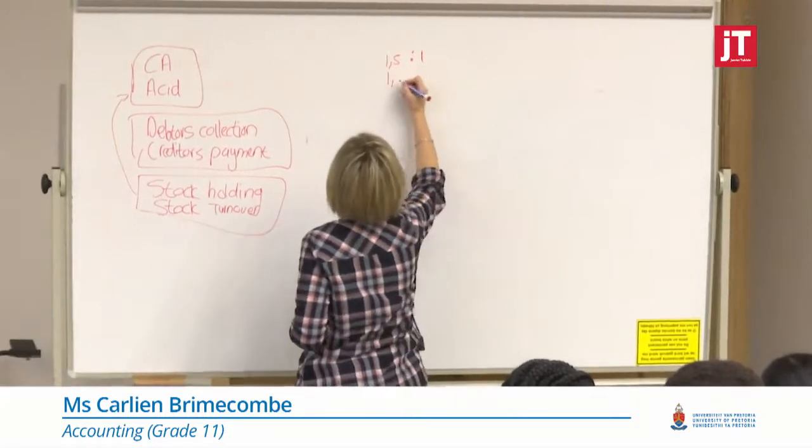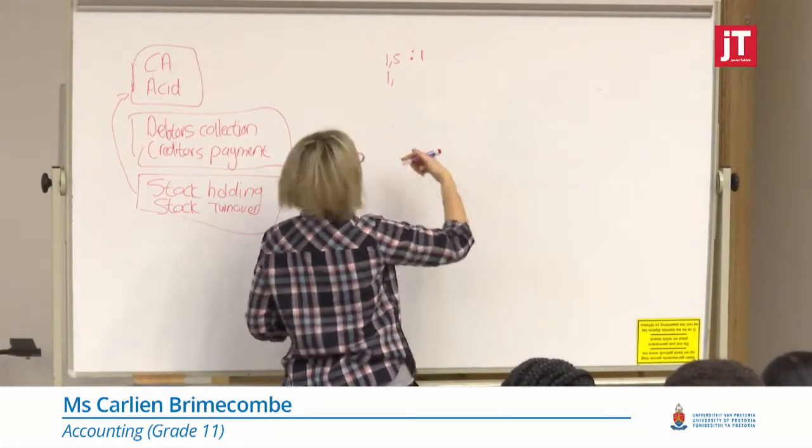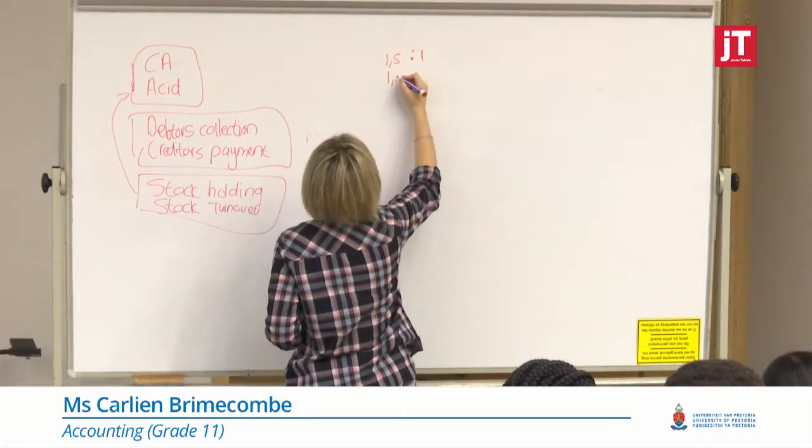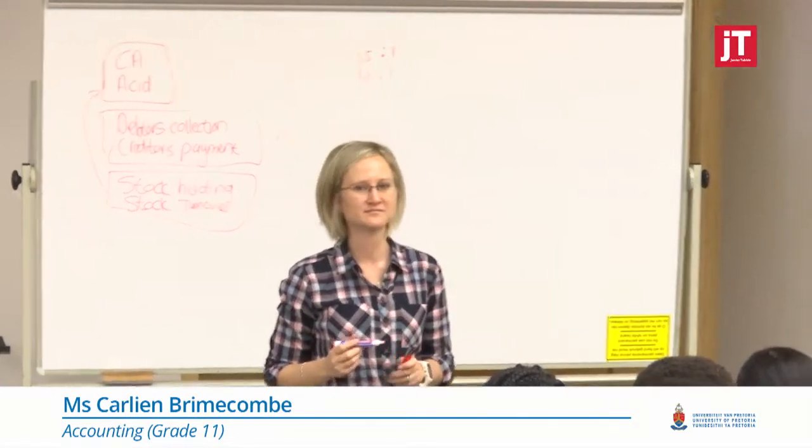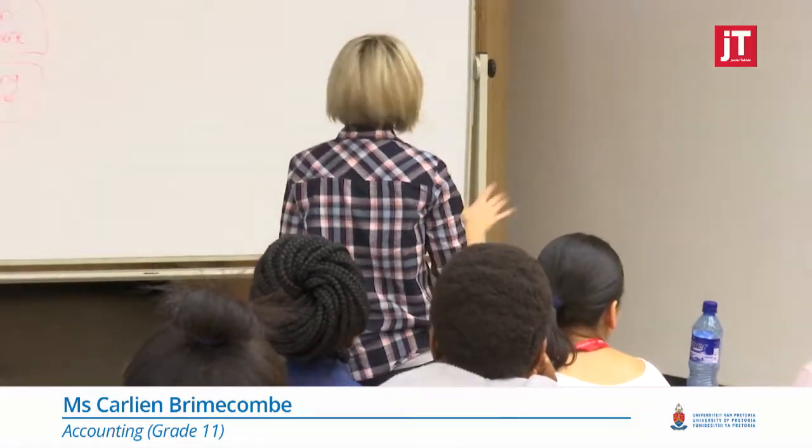That's it. But now I say to you, taking inventory out of the equation, it dropped to 1,1 to 1. Now what does that mean? We're still liquid. We would still be able to meet our short-term obligations, even if we don't sell our trading stock. So all on the same page, that is all you need to say.